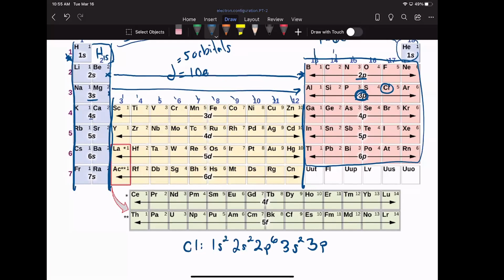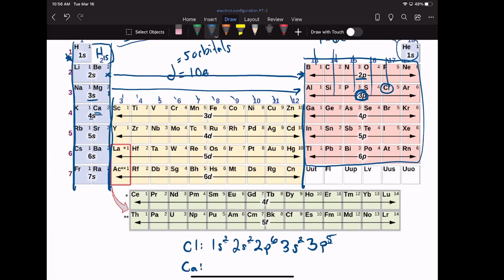1, 2, 3, 4, 5. Chlorine has, what do we say, 17 electrons? 2, 4, 10, plus 7, 17 electrons. Okay, let's do calcium.